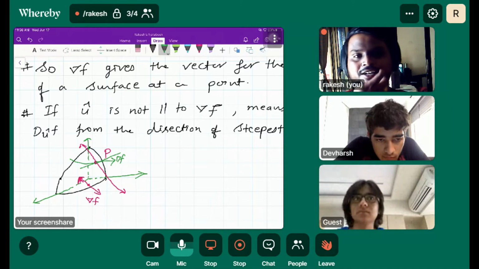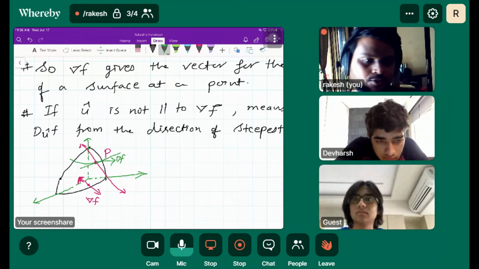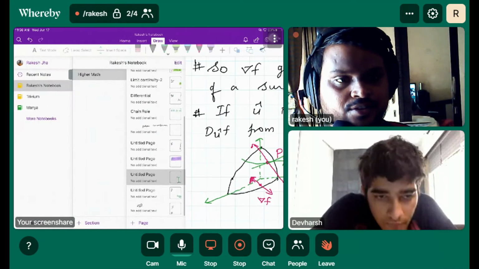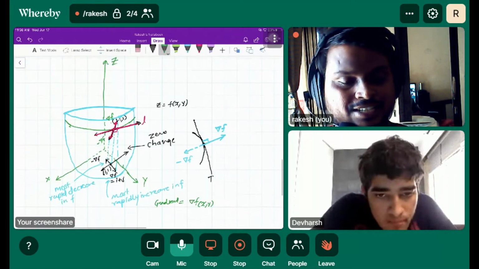Basically, it would have been confusing at that time. You have to learn one topic at a time, otherwise you'll get badly confused, right? So in this diagram now you can see the position of del f.